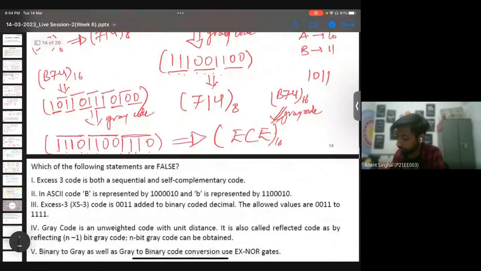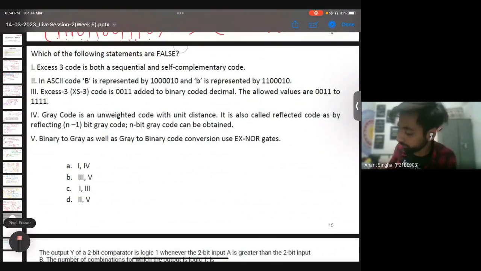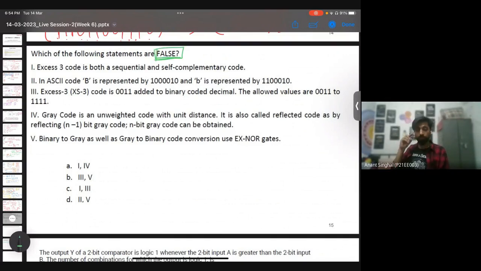So let's try to do this question now. It is again a theoretical question. It says, which of the following statements are false? Again, it is saying which are false, not true. So we'll again check for all the cases. It says that XS3 code is both a sequential as well as self-complementary code. So this is true for the XS3 part.